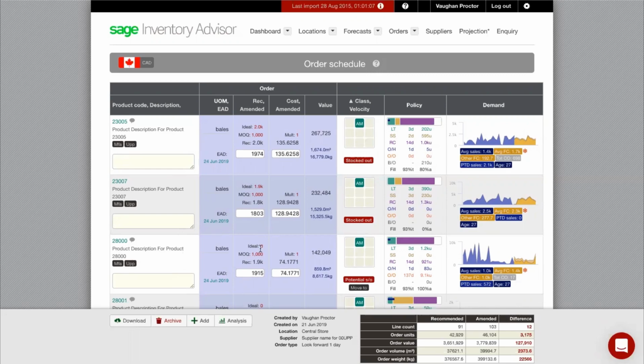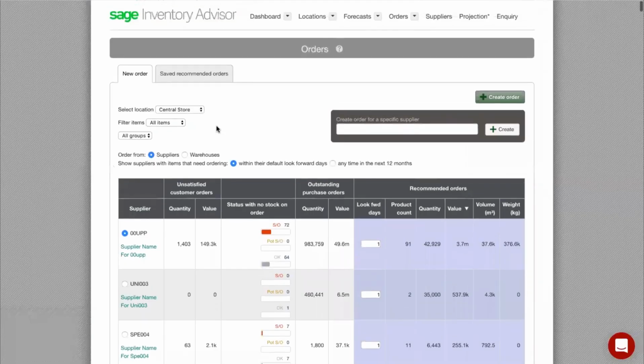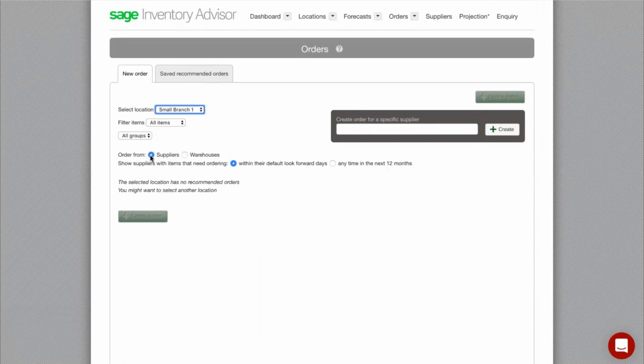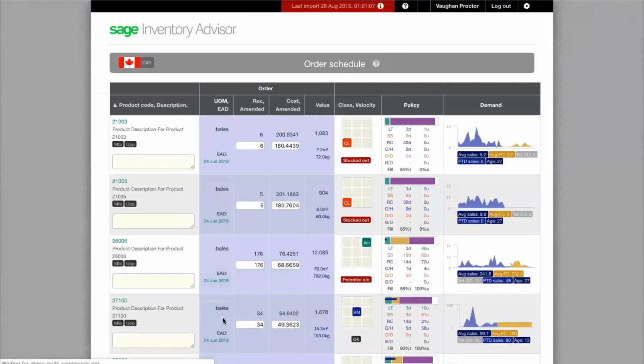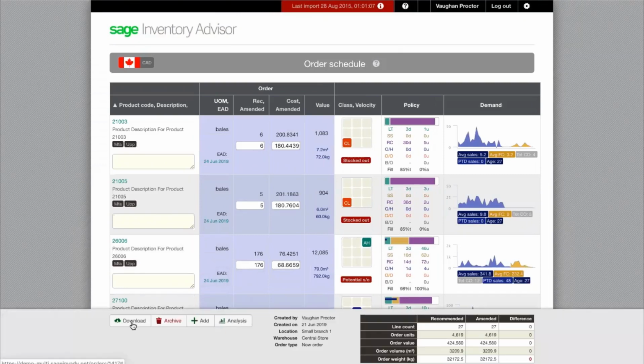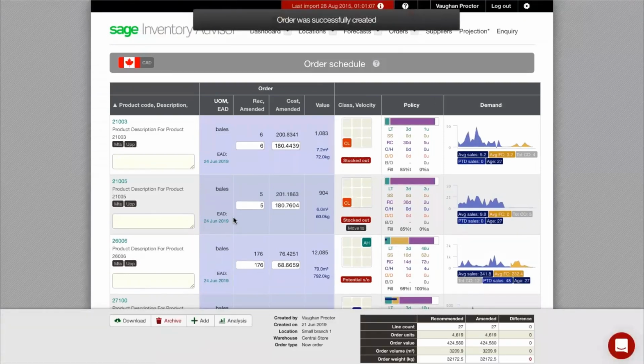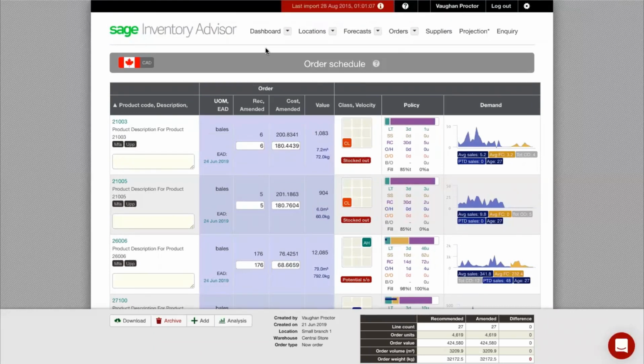as a purchase recommendation or as a works order. And in the case of an IBT, we can see these are my orders at Central Store. But if I wanted to see what the transfer was to small branch one, you can see there are no suppliers listed because they don't buy anything from suppliers directly. They buy everything from the warehouse. So if I go to warehouse, there's my transfer from Central Store to this store that I can open up. It'll then give me that transfer to that store that I can then download and import as a warehouse transfer or an IBT requisition in the accounting system.